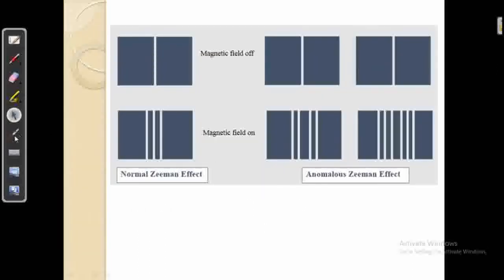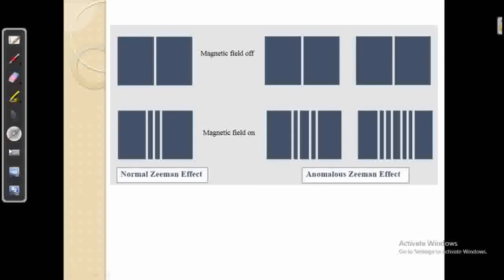This is the splitting of the spectral lines in the presence of a magnetic field. You can see there is no magnetic field here. In the case of the normal Zeeman effect, this line splits into three components. In the anomalous Zeeman effect, this is split into four components, and this is split into six components. This is the splitting in some elements. So you can see the splitting of the spectral line into more than three components, that is the anomalous Zeeman effect.